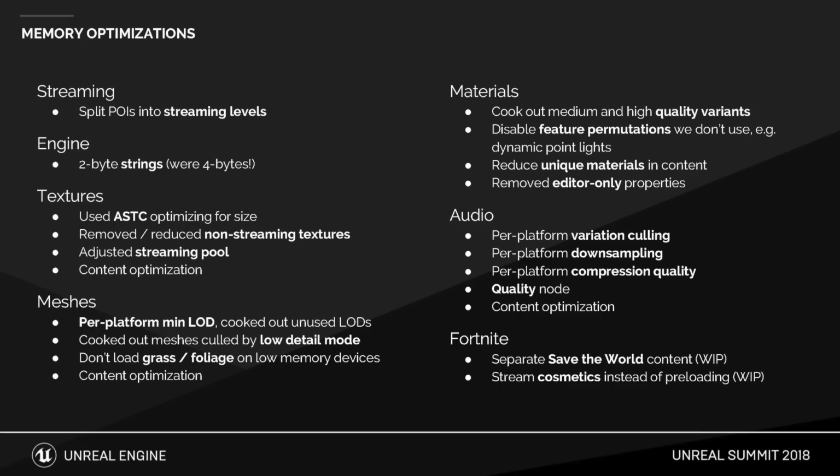Also, we don't load the grass and foliage data on very low memory devices. Those devices don't show any grass. And we can save both the content for the mesh as well as the data we use to work out where to place all of the foliage. And of course, there was a lot of content optimization looking at individual meshes and working out how to make it a suitable size that was going to work for mobile when looking at the different LODs.